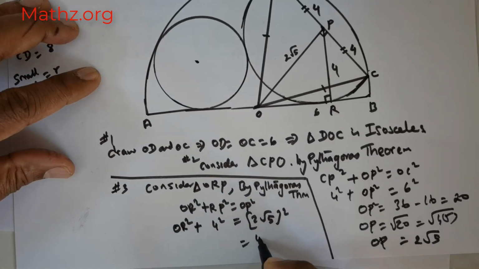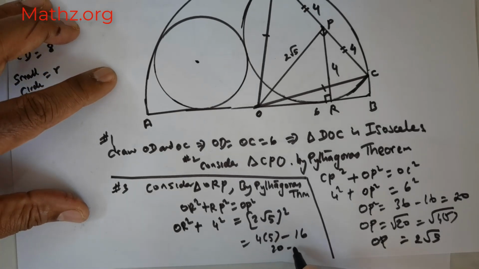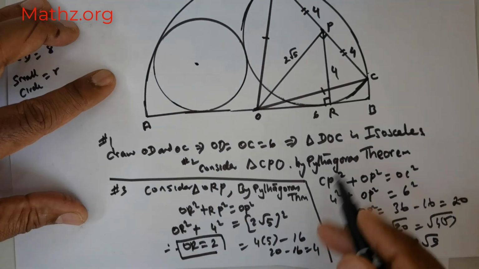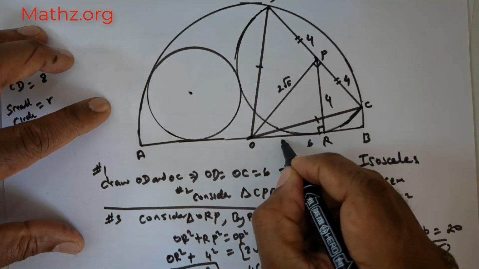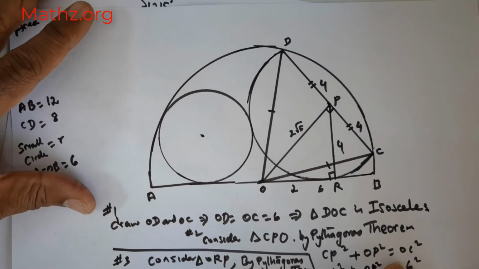So this is going to be 4 into 5 minus 16, 20 minus 16, which is 4. Therefore OR is equal to 2 units. So OR is 2 units. Just write that down there, 2 units. Okay, I've got that value there.